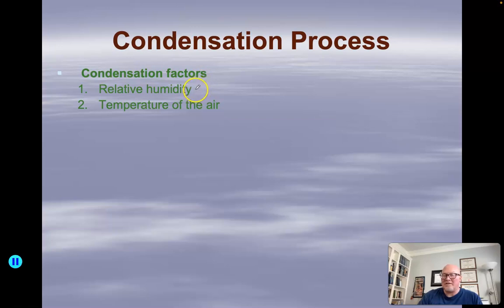Remember, relative humidity is the amount of moisture that's in air divided by the total amount of moisture that could be held by the air. And then, of course, the temperature, because if we drop the temperature of that air, what's that going to do to the amount of moisture it can hold? Remember, lower temperature air means a lower amount of water that can be held in the air. So that causes a lesser amount that can be held. So what happens to the excess? Rain.